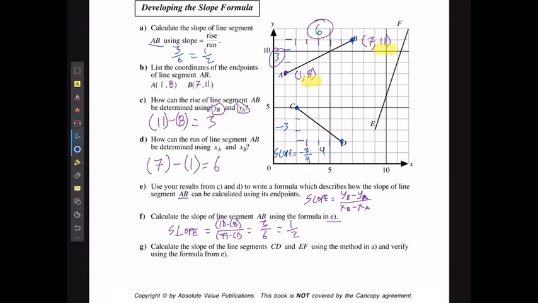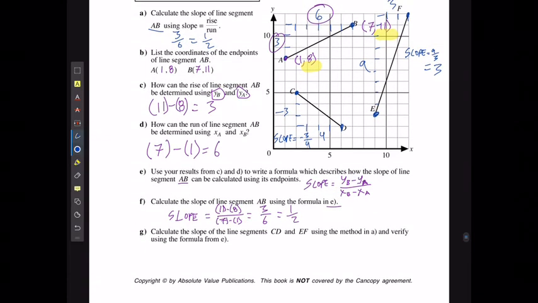When I look at E to F, here I had to go up by 1, 2, 3, 4, 5, 6, 7, 8, 9, and right by 1, 2, 3, which means it's got a slope of 9 over 3, which would also just give me a slope of 3.